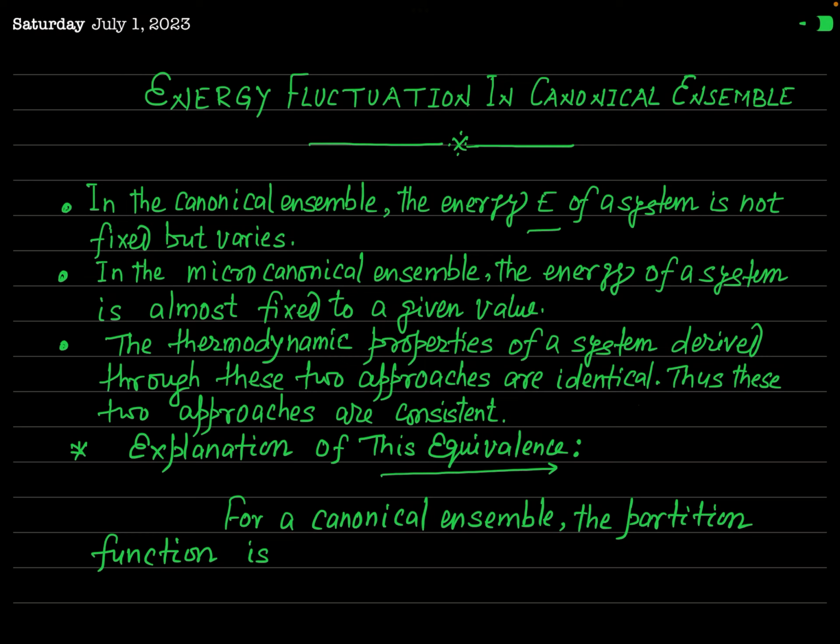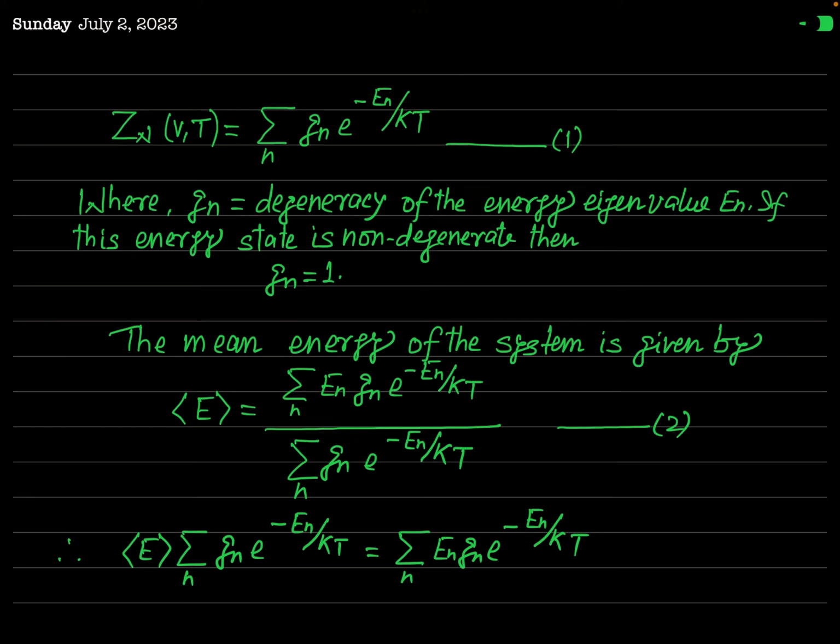Okay, and for this, let us consider a canonical ensemble. You have learned that the partition function in the case of a canonical ensemble is defined, particularly in the case of a quantum system. You learned in the previous lecture that the partition function in the case of a canonical ensemble is denoted by the symbol Z_N, because this Z_N is a function of volume and temperature. And this is defined as the summation over n of g_n e to the power minus E_n by kT.